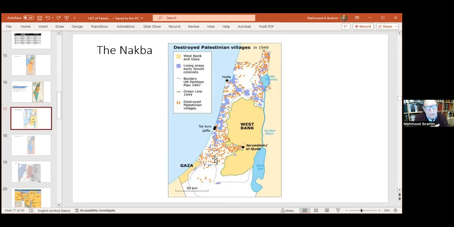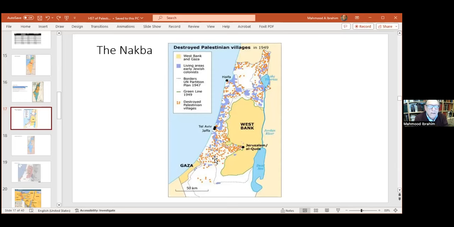You can see in the map right here where eventually the green line was established as by December 1st, 1948. Incidentally, this is the birth date that is given to me. I may have been born a little bit before or after. Who knows exactly when, but it was said December 1st, 1948, the Armistice Agreement date.